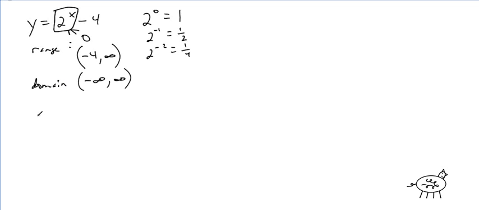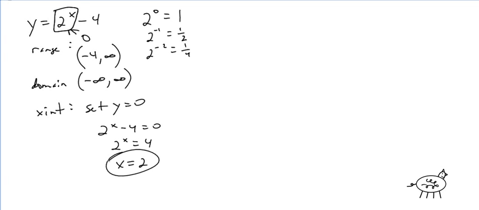Let's talk about our x-intercept. How do you find an x-intercept? You set y equals 0. So let's do that. 2 to the x minus 4 equals 0. So 2 to the x equals 4. Now you can take the log of both sides, or you can say 2 to what power is 4? Okay, x equals 2. That's the answer. So my x-intercept, and give me a coordinate because that's truly what it is, is (2, 0).